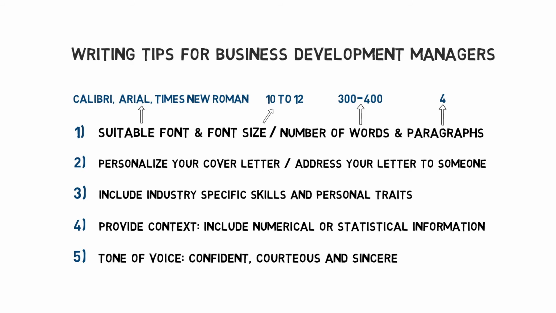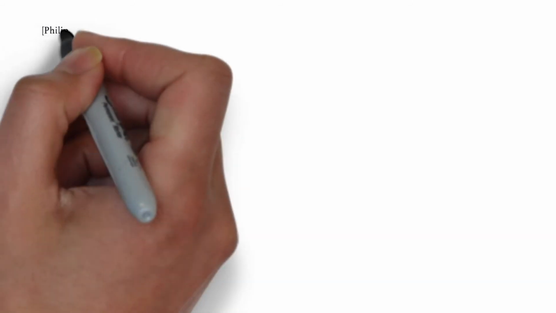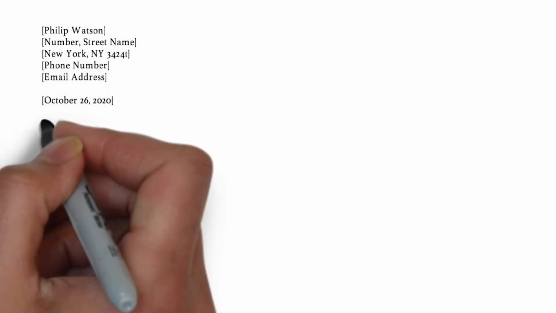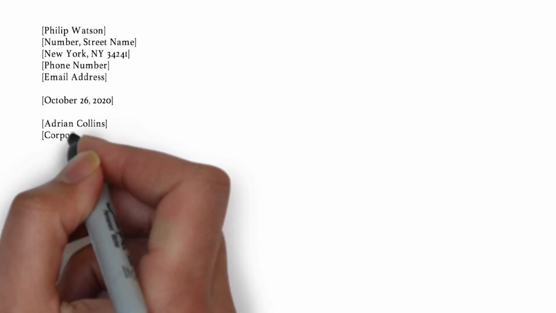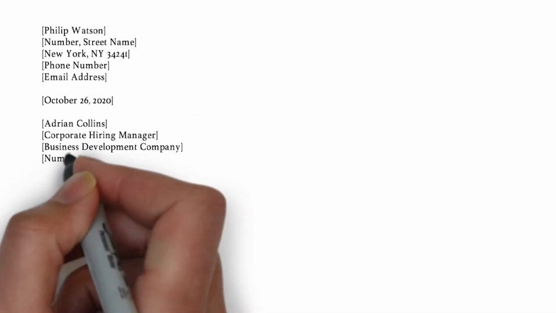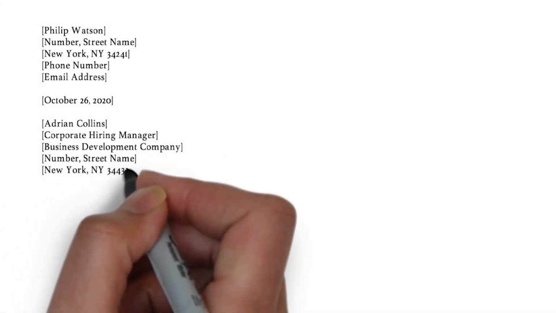Next up, I want to start writing the example letter. First, we start off by listing our contact information on the left side. In between white lines underneath, we put the date and then the corporate hiring manager's name and job title, followed by the company's information. As for the salutation, we write Dear Mr. Collins. For American usage, we include a dot after the abbreviation. For British English, you can leave it out.